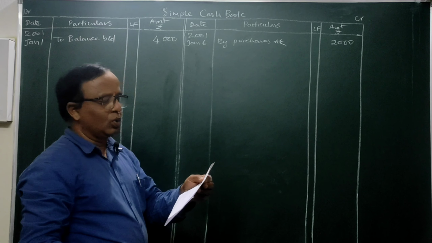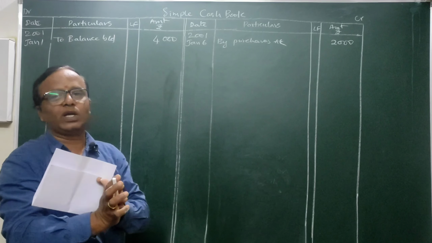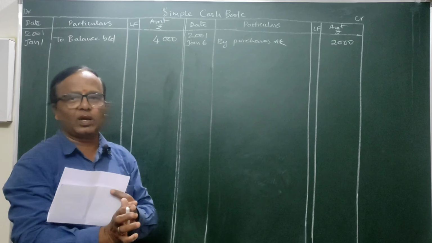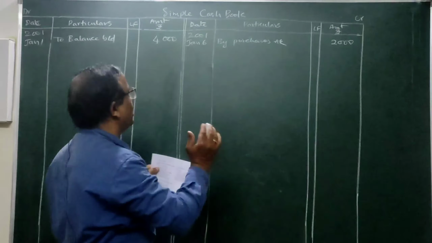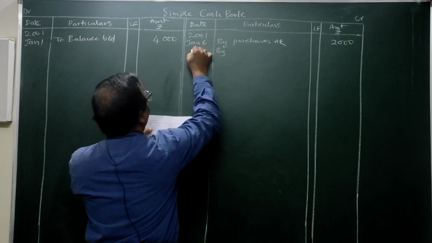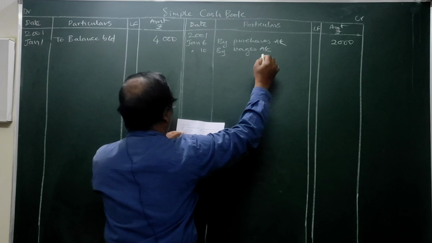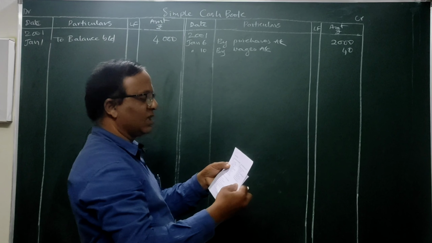Then on 10th, wages paid. What is the entry for wages paid? For wages paid, your entry is you have paid wages. Wages is an expense. So wages account, nominal account, it will be debited. So wages account debtor to cash. Cash is going out. So on 10th date, you write it as by wages account 40 rupees.